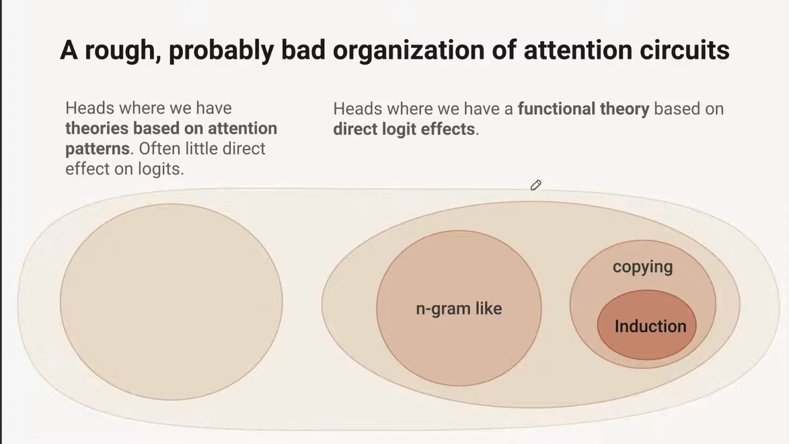And for the ones where we do have a functional theory, there are going to be two major subcategories. First, there are a lot of attention heads that really seem to be doing, or at least our theory is that they're doing, something like n-gram statistics, or skip n-gram statistics, where they're saying, given that there's this token in the last couple of tokens, these words are more likely. And so people talk a lot about how language models are just statistical pattern matchers.